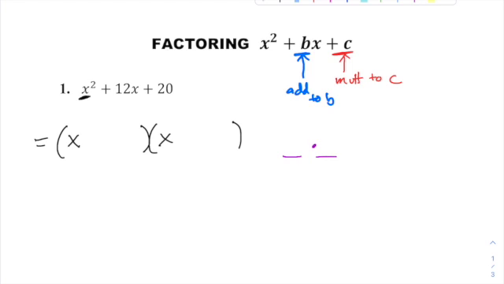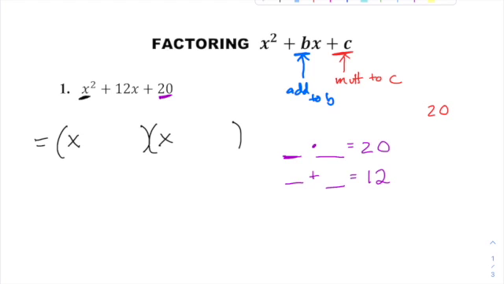I'm just going to make a blank. The two numbers have to multiply to be what's on the end, that 20. Two numbers that multiply to be 20, but those same two numbers have to add up to be what's in the middle, which is 12. Now, if you're really good with your times tables, it probably shouldn't take you too long to come up with that. And if you're not so good, then you might have to make a list of the factors of 20.